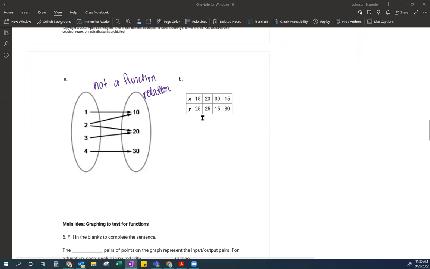So then I'm gonna look at this one, and X is my input. So 15's birthday is on the 25th, 20's birthday is the 20th, 25th, 30 is 15, 15 is 30. Wait a second, 15 has 2 birthdays, so no. Again, this is just a relation, not a function.